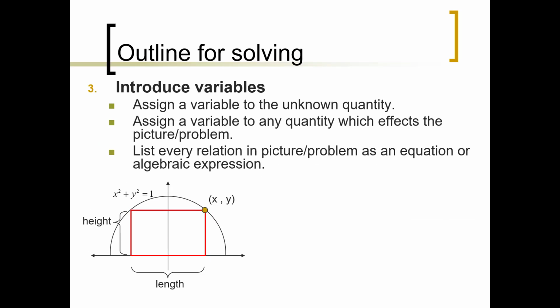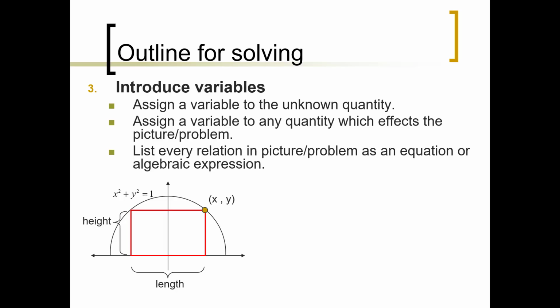Now we enter into the next step, which is to introduce variables in order to have a representation of the thing we're trying to maximize. So first, we assign a variable to the quantity that we want to maximize, in this case, the area. We also assign a variable to any quantity that affects the thing we're trying to maximize or minimize, in this case, length and height. But you might also want to write those things in terms of other variables.